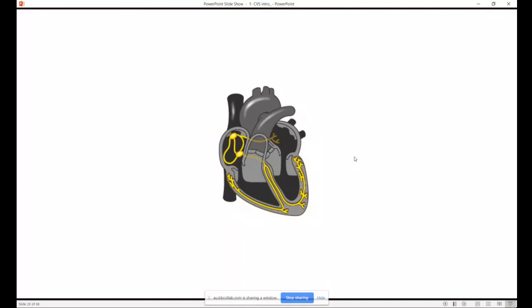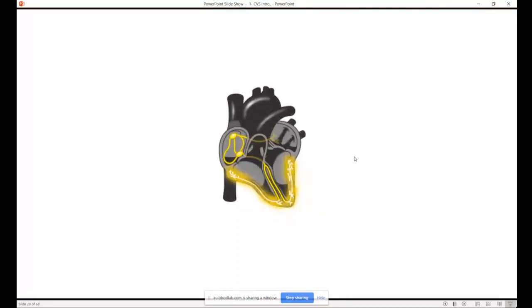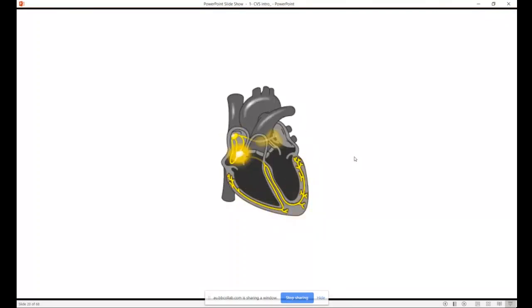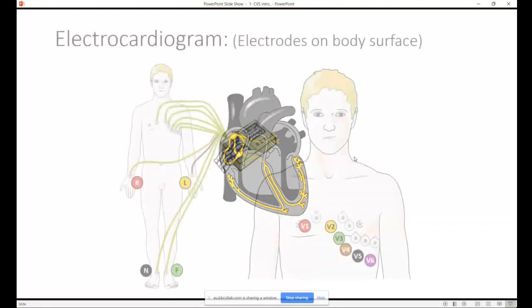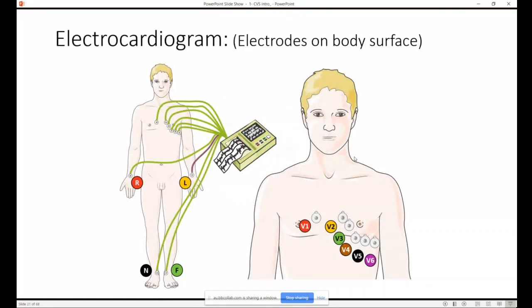When this is happening and this electrical impulse is traveling along the heart, as I told you, we can put electrodes on the body surface and we can pick up these electrical impulses. Okay. So there are different electrodes that we put, and you don't have to memorize these electrodes. I just want to show you that there are leads that you put on the limbs, the left wrist, the right wrist, left foot, right foot, and there are some leads you put on the chest. So you can record different activities, the electrical activity of the heart.